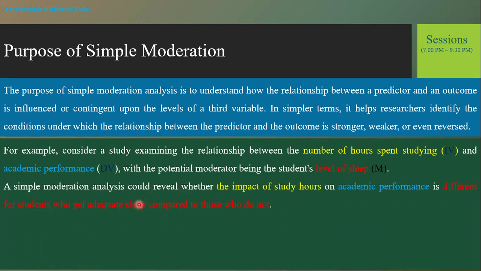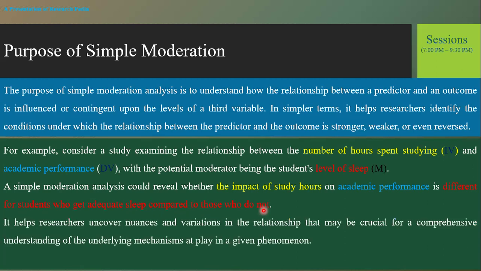So a simple moderation analysis could reveal whether the impact of hours on academic performance is different for students who get adequate sleep, meaning at least 8 hours of sleep, compared to those who do not. Some people normally get less sleep, like 2 or 3 hours, so their academic performance may decline. It helps researchers uncover nuances and variations in the relationship that may be crucial for a comprehensive understanding of the underlying mechanism at play in a given phenomenon.